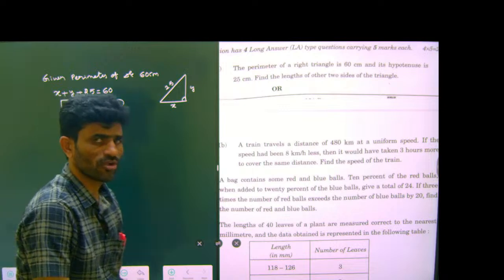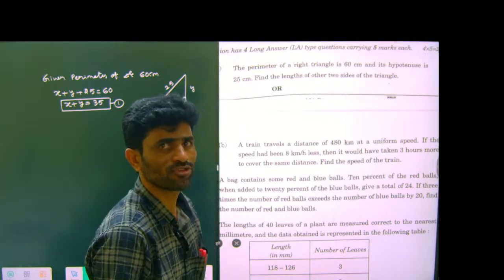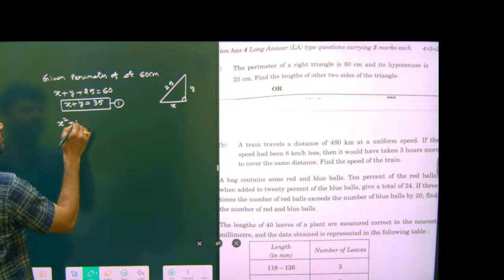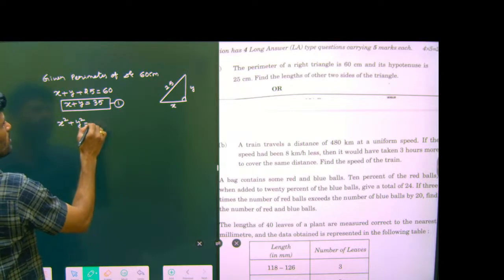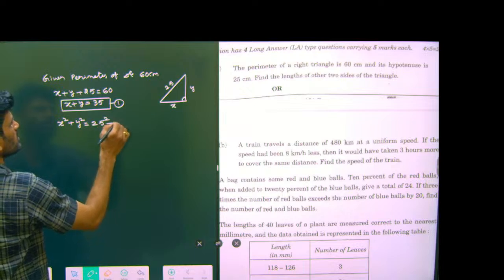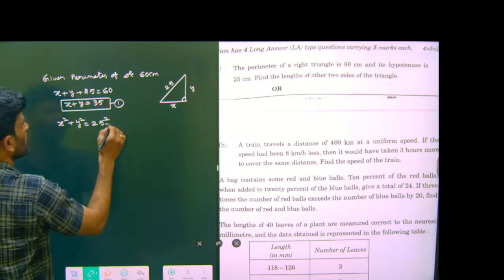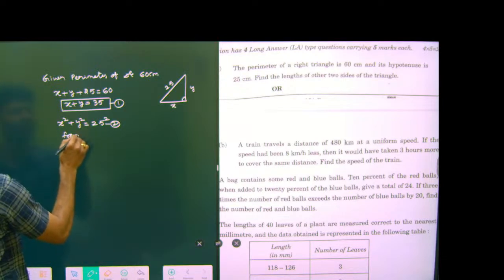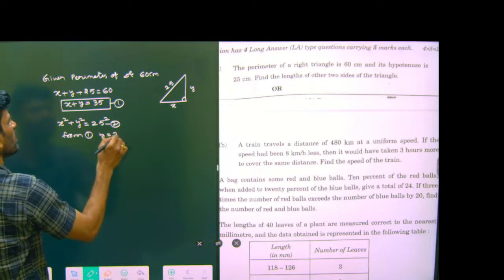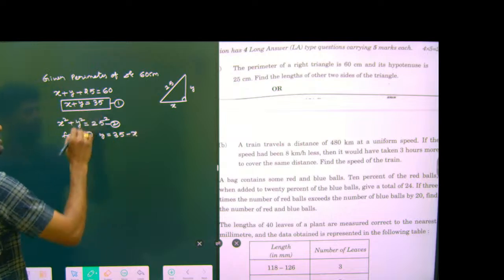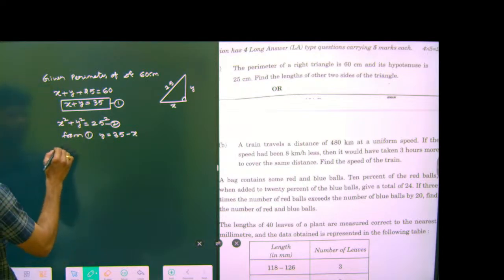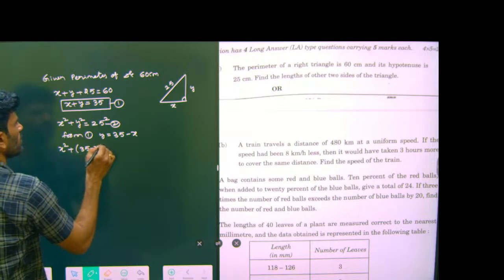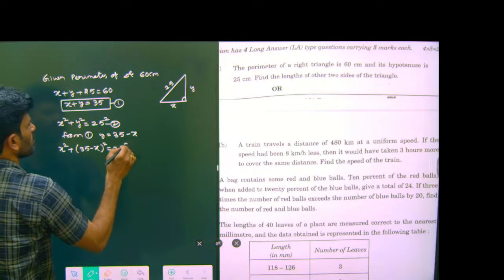And another equation, because it is a right angle triangle, by using Pythagoras theorem, what is another equation? X square plus y square is equal to 25 square. This is another equation. Now from equation 1, y is equal to 35 minus x. This we will substitute in the second equation. Then we get x square plus 35 minus x whole square is equal to 25 square.